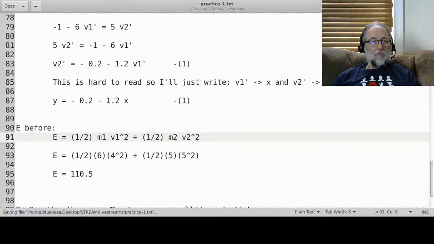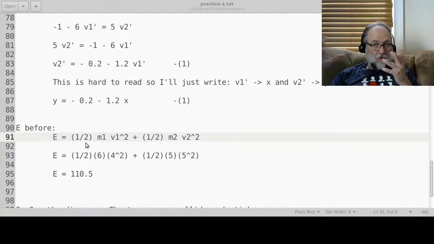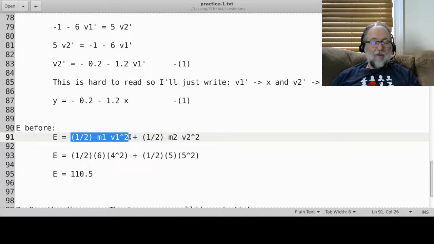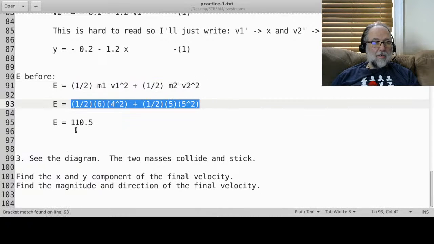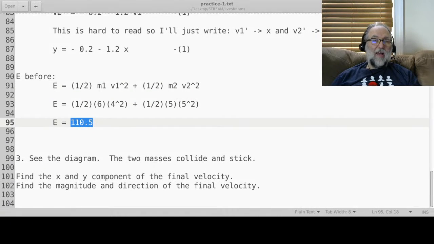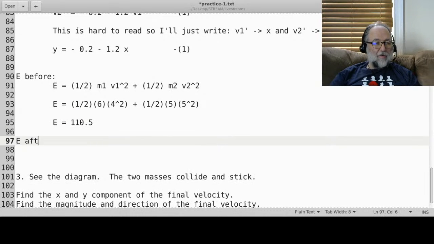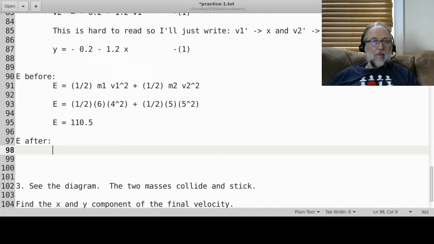And so what do we have here? We have the total energy, which is the sum of the two kinetic energies. Just like above, it's 1/2 m1 v1 squared plus 1/2 m2 v2 squared. This is before the interaction. Then substituting in all the numbers, you get that 110.5, just like we did above. So nothing new there. What about the energy after? Well, the energy after is going to be this.